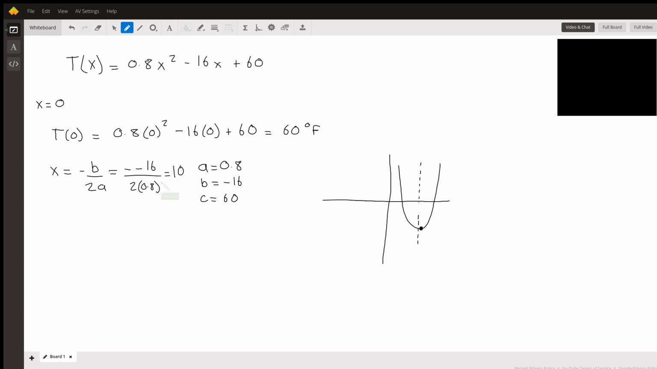Now, I don't think they specified if the time is in minutes or in seconds, so we'll just put 10 for now. This is for part B.